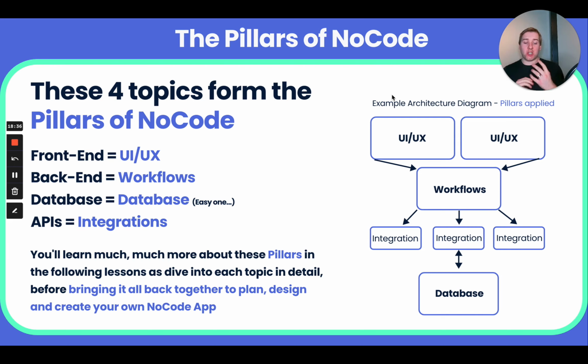Now we'll change this language a little bit as we go through. We might change it around and use different phrases, but broadly, APIs are integrations, databases are databases, UI, UX, workflows. You can see it all there. So in the following lessons, we're going to learn a ton more about each of these. We're going to go through each of the 4 pillars in detail. We're going to start with databases because it's the most important part to get right, and it's where I see most people slip up. Then we're going to go into workflows, and from there we'll also look at integrations and UI/UX. So stay tuned and let's get stuck in.